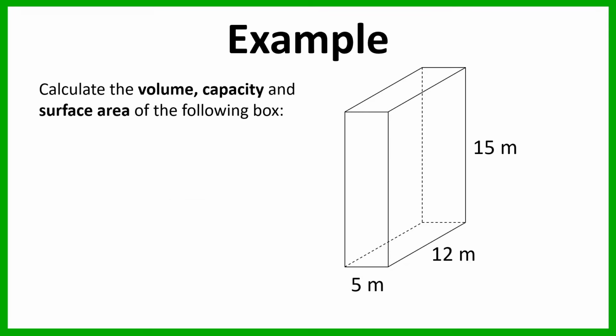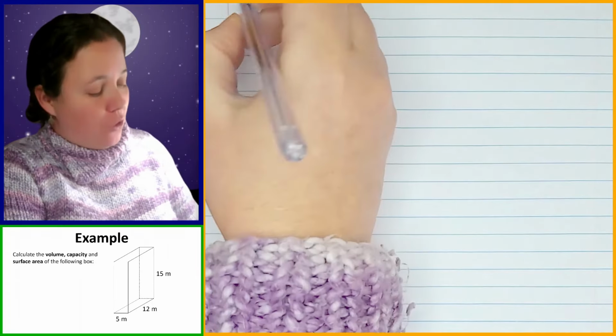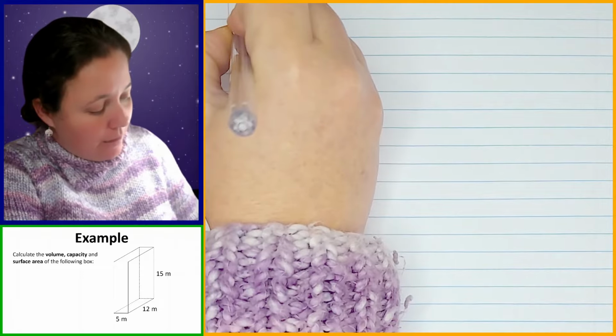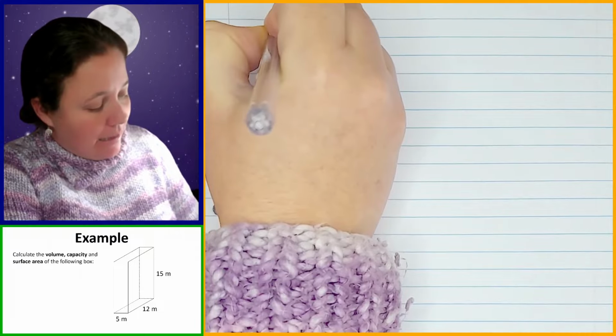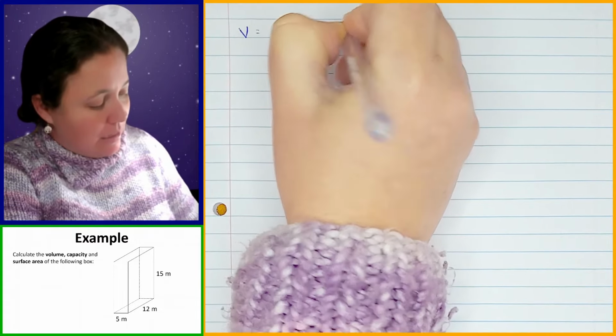In this example, we need to calculate the volume, capacity, and surface area of this box. In the box, we've got a distance over here of 5 meters. This distance is 12 meters, and this height over here is 15 meters. Let's go and have a look at how we would find the volume, capacity, and surface area of this box. Okay, so the first thing we're going to do is find the volume. So to find the volume, I use the formula area of base times height.